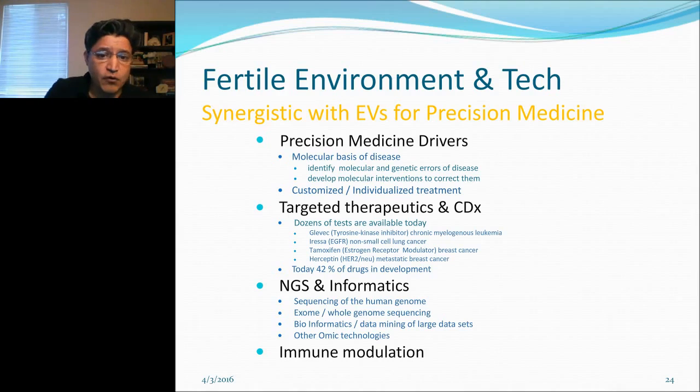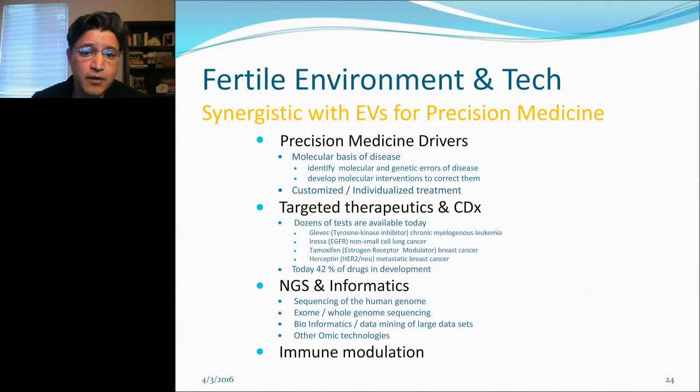I won't list them, but as you can see, these are the commonly and well-known targeted therapeutics on the market, approved now. About 42% of the current drugs in development are estimated to be targeted therapeutics, and that number is expected to increase, as is the absolute number of drugs that will be approved in the future. So it could be hundreds of drugs in the next 10, 20 years.